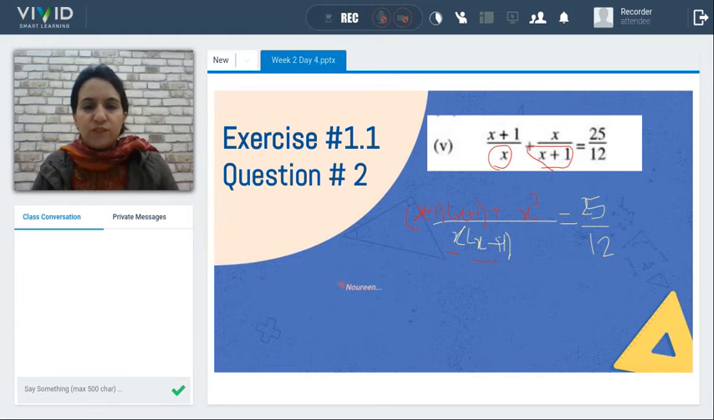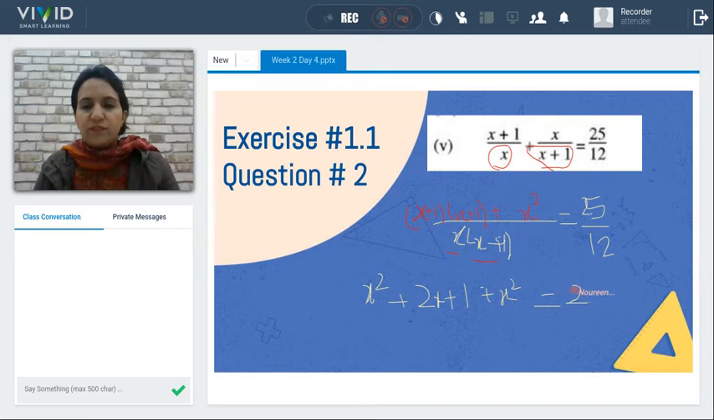If we solve these two brackets, x plus 1 times x plus 1 will be equal to x square plus 2ab, and in place of 2ab here 2x will come because we have b as 1. If we multiply any number by 1 it will be the same. And it is 1 square. 1 square will be equal to 1, and x square.